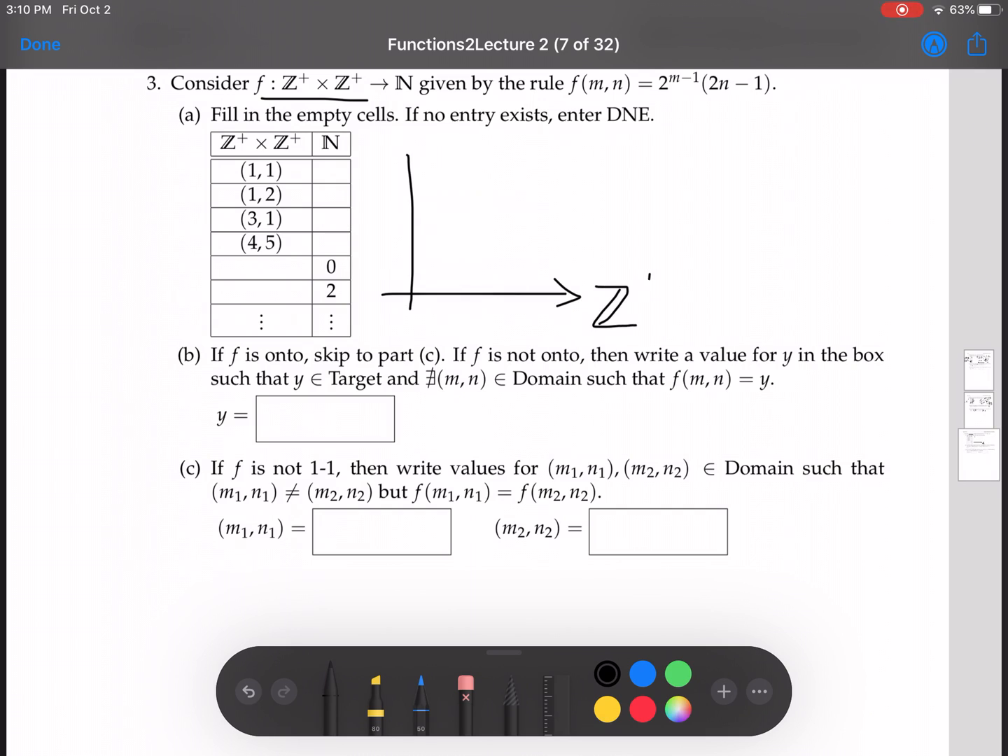Okay, so you've got Z plus and Z plus. So 1, 2, 3, 4, 1, 2, 3, and up like that. Okay, so here's our domain. And remember, our target is the natural numbers. So we'll have 0, 1, 2, 3, 4, and so on.